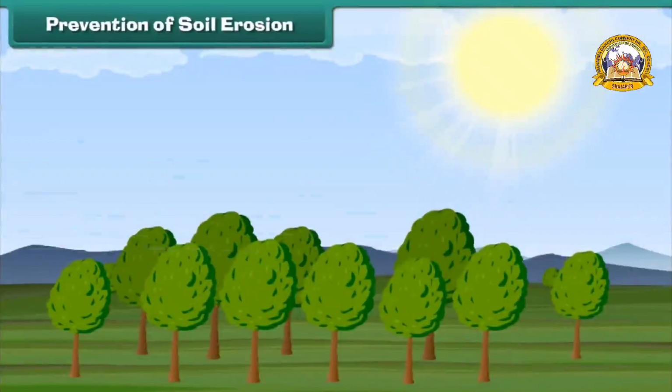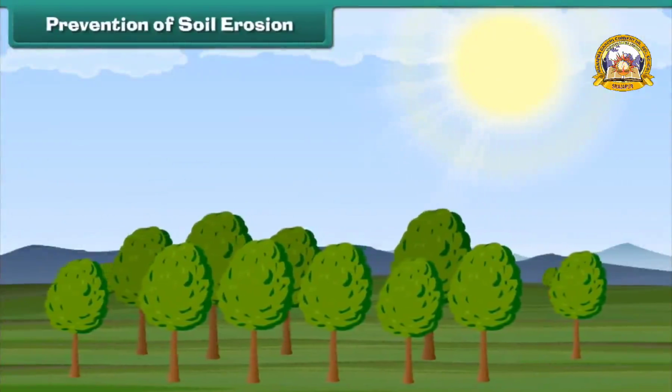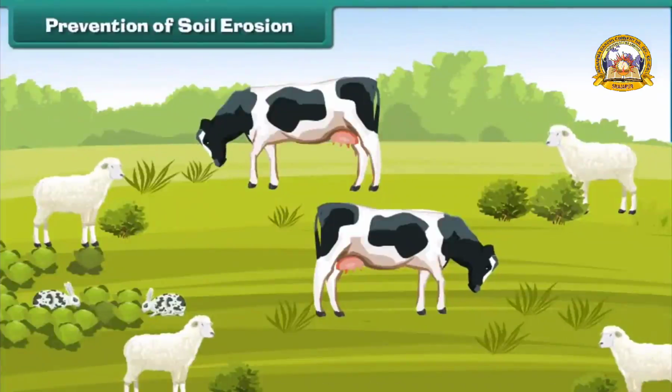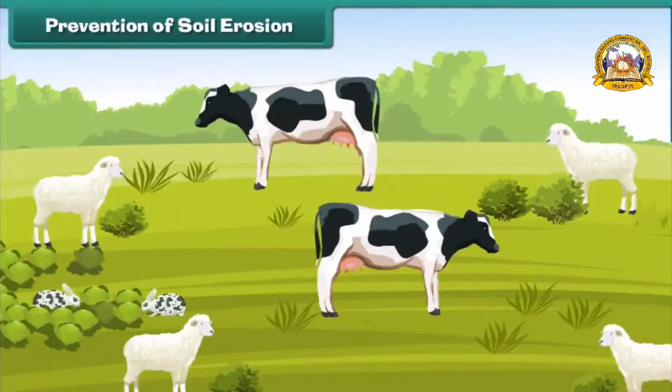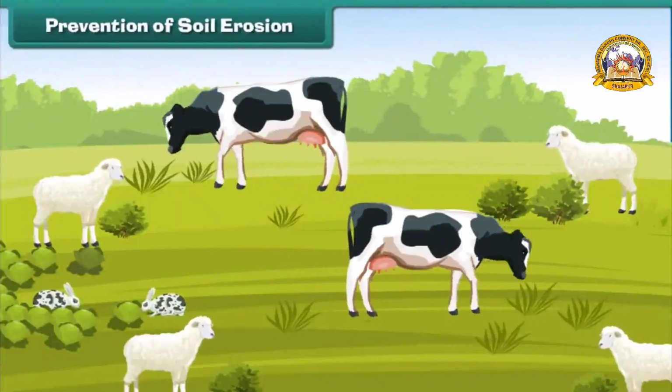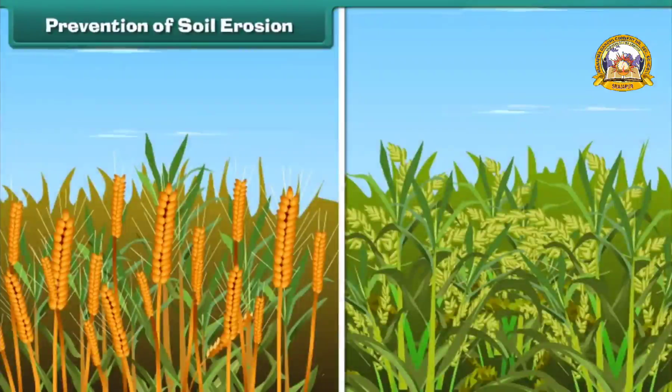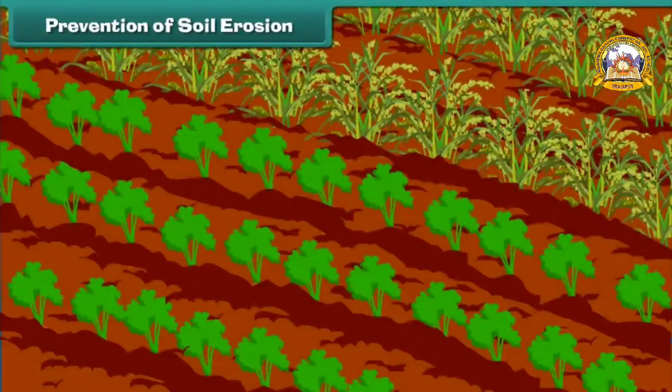There are many ways of preventing soil erosion. One of the most common ways is to grow more and more trees. The roots of trees hold the soil firmly and do not allow it to wash away easily. Trees planted across the wind direction protect soil against high-velocity winds. Controlling overgrazing of the land by animals also controls soil erosion. Building dams controls soil loss.